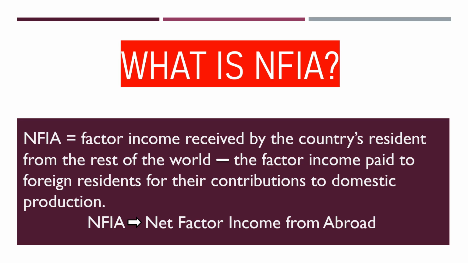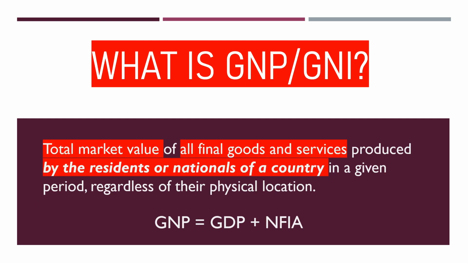NFIA is the factor income received by the country's residents. Give importance to the word resident. The important word here is resident. It is the factor income received from the rest of the world, minus the factor income paid to foreign residents for their contribution to the domestic production. So here the important word is that earlier we have learned gross domestic, now it is national. So it depends on the residents or nationals of a country. It is important: residents or nationals of a country.